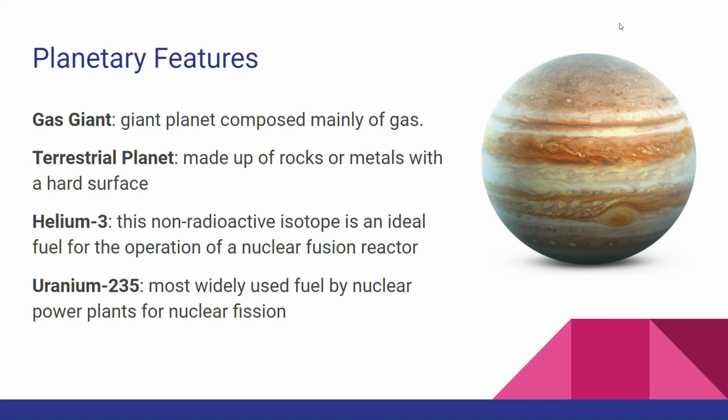Lastly, I want to go over some other terms that you're going to come across in the task. A gas giant is a giant planet composed mainly of gas. They won't have a hard surface that you can land or walk on. An example of this is Jupiter. A terrestrial planet is made up of rocks or metals with a hard surface, and an example of this is our very own Earth. Helium-3 and uranium-235 can be used for fuel. Helium-3 can be used in nuclear fusion reactors, and uranium-235 can be used in nuclear fission.